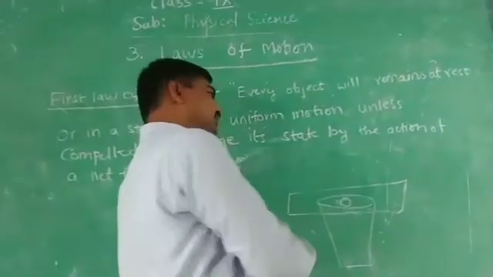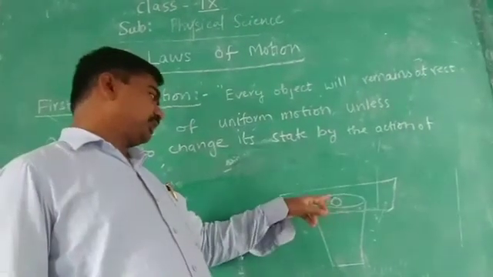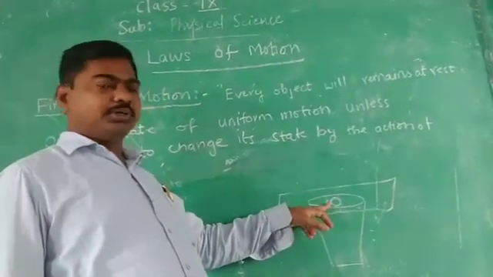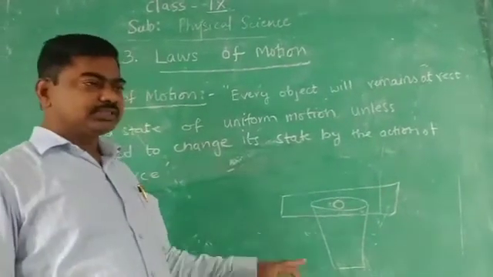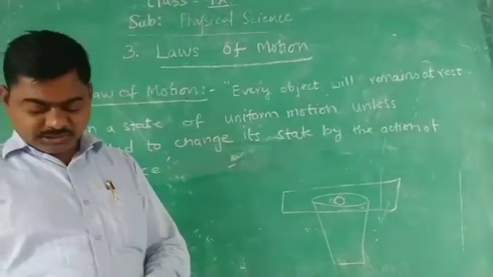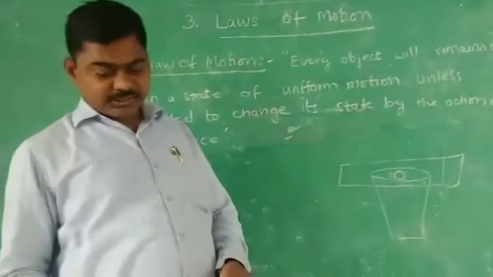So whenever you flick the paper, the coin remains in its rest position. Due to that rest position, the coin falls inside the glass tumbler. Yesterday you saw this. What you observed is that the coin falls inside the glass.